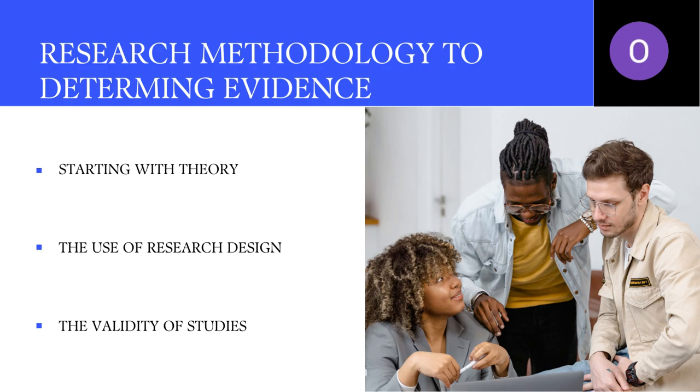The use of research design is at the very heart of scientific methodology. It can be used to answer practical questions or to test theoretical propositions or hypotheses. There are three designs: experiment, case, and survey. The primary aim is to establish the cause and effect relationship. The validity of studies is of two kinds: internal and external.